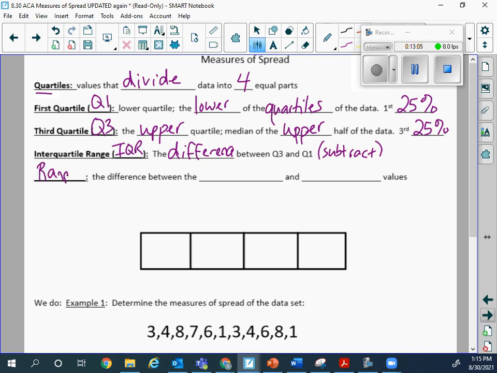That's all it means, okay? So range, we learned from last week, is the difference between the maximum and the, give me a better word, minimum. Okay.